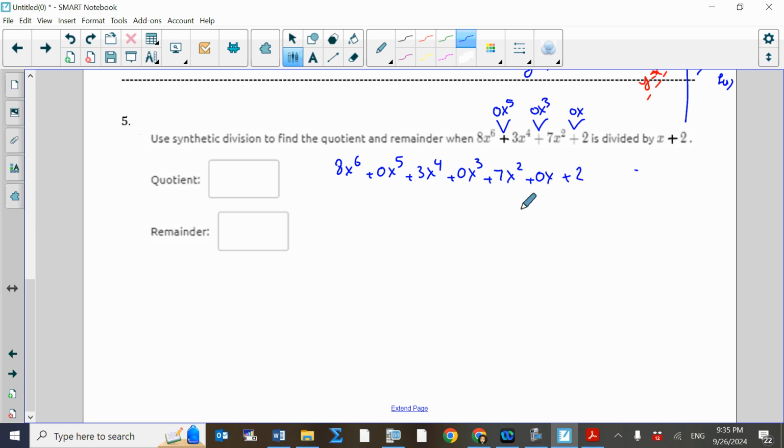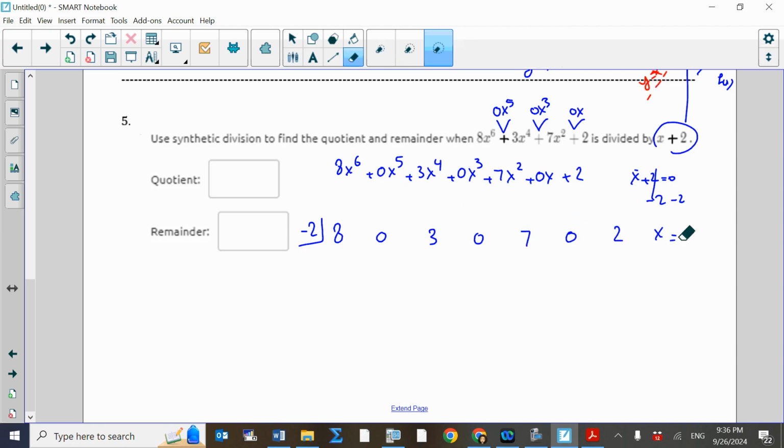Now we're going to start the division. So first you need to set the divisor equal to 0 and solve. So I'm going to write that here. x plus 2 equals 0. Solve for x. Subtract 2 from both sides. x equals negative 2. This is our corner number. Don't forget to write your corner number here. Now list all the coefficients down here. First one is 8, then it's 0, then we have 3, 0, 7, 0, and 2. These are all the coefficients.